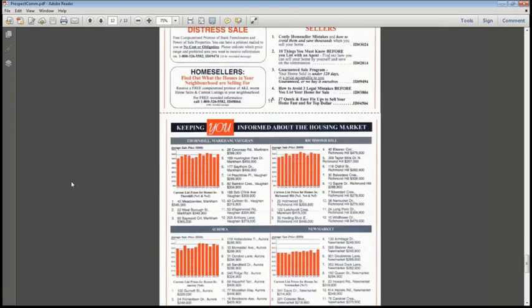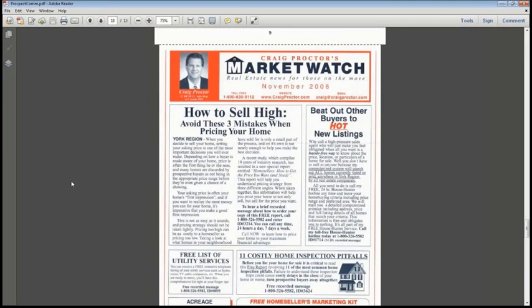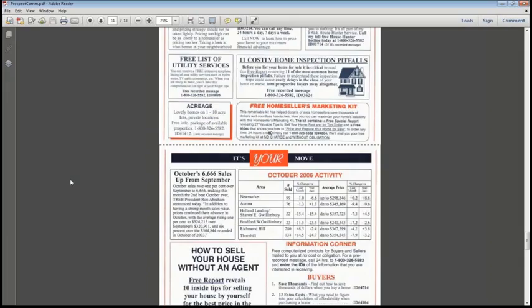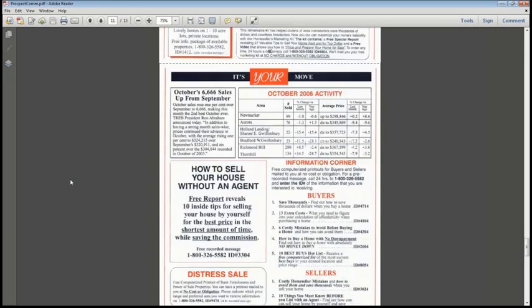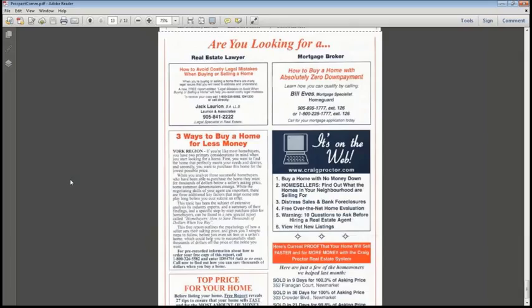Okay, now scroll down to page 10. Page 10 and page 11, page 12, and page 13 is the Market Watch newsletter. So these are all created for you. What's the old saying? You can lead the horse to water, but you can't make him drink. They're created for you. All you have to do is knock them off and then get a couple advertisers to pay for it all.